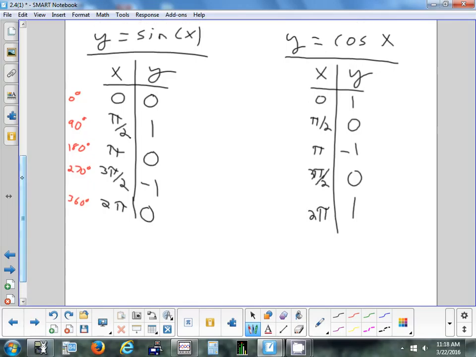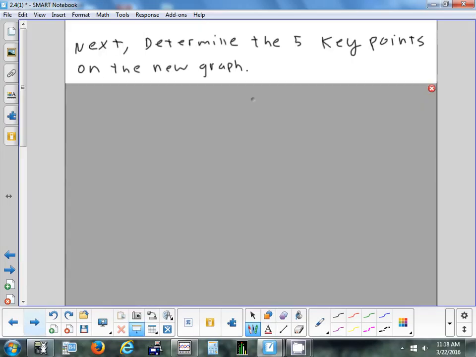Right. Does everybody have these two tables? All right.